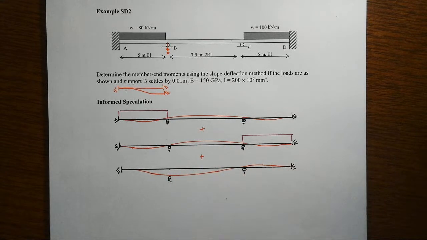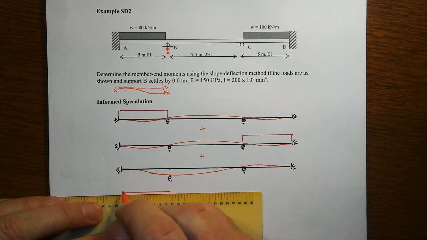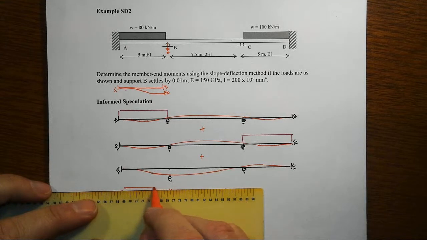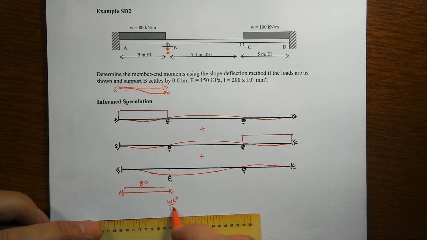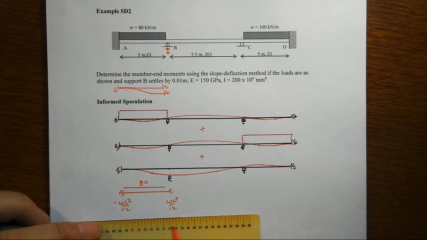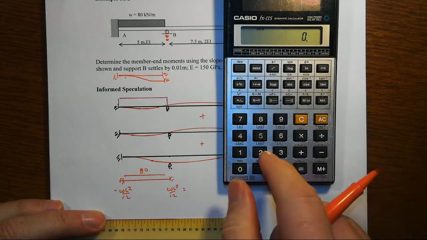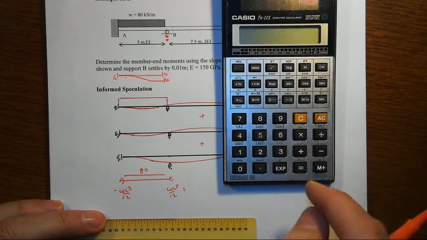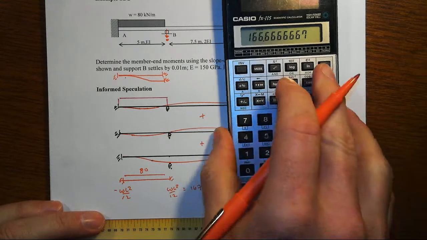And so, well, I don't know, other than things are going to get kind of less as a result of the support movement. Now, if we were just talking fixed, and I put the load on here, I'd get fixed-end moments. That would be WL squared over 12 and minus WL squared over 12. Right? And as a guess, then we could start with that. We've got 80 times the span 5 squared divided by 12, and that's 166 point change, so about 167.